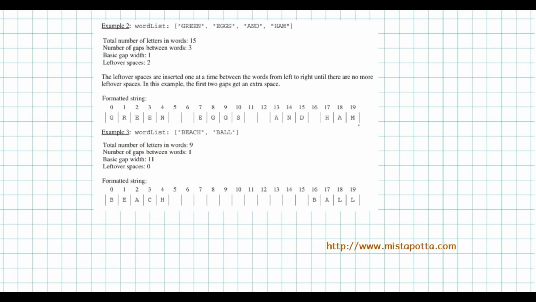Unfortunately, it's not always exact. So here I've got green, eggs, and ham, and this adds up to 15. So if I take 20 minus 15, that's going to leave 5 spaces. But I've got 3 gaps to put those in. 5 divided by 3, according to integers, is 1, which means each of these words should have 1 space between them. The problem, though, is if I take these 15 letters and I add 3 spaces, that's really only 18, which means I'm too short.